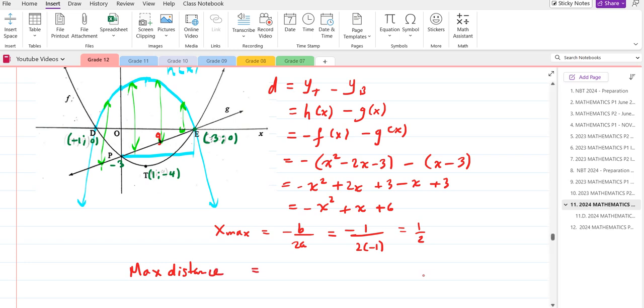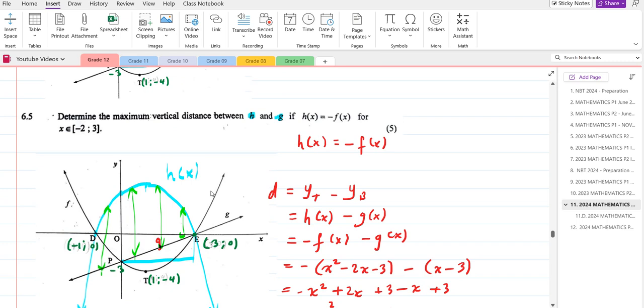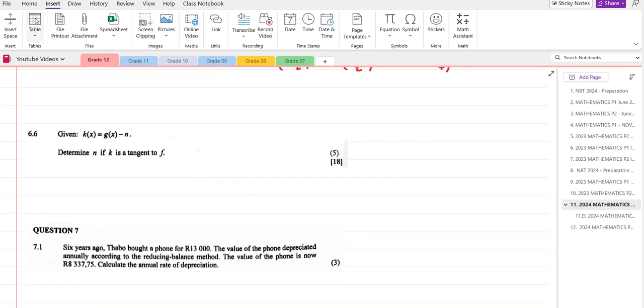is equal to, take half and substitute it inside here. So the maximum vertical distance occurs at half: minus half squared plus half plus 6. So we get 6.5 minus a quarter, so we'll get 6.25. You can just check that on the calculator. So the maximum vertical distance is 6.25. I hope you guys understood that. Let's move on to the next problem.